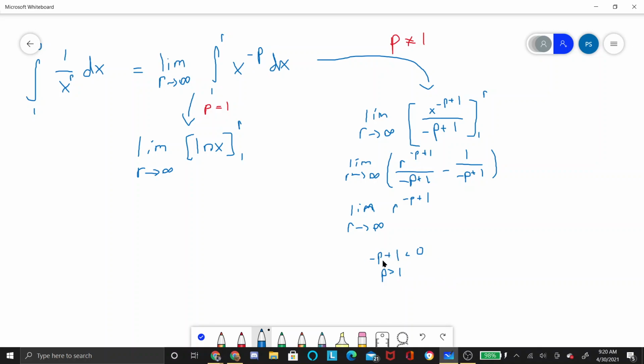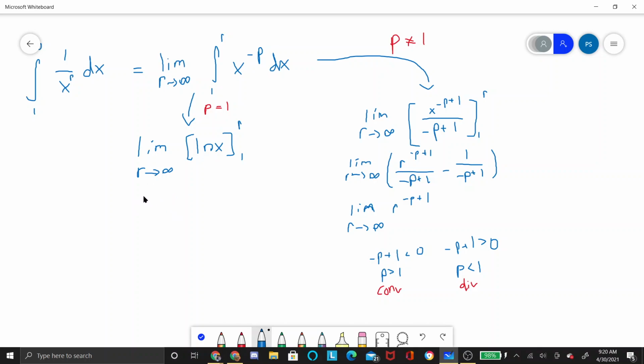Similarly, we can just flip this around. So when negative p plus 1 is greater than 0, this is divergent. So if we did negative p plus 1 is greater than 0, and we did the algebra, we'd figure out, so when p is less than 1, it's divergent. So there we go. We have a scenario for when it's convergent, we have a scenario for when it's divergent. Now all we have to do is figure out for when p is equal to 1, our only exception.